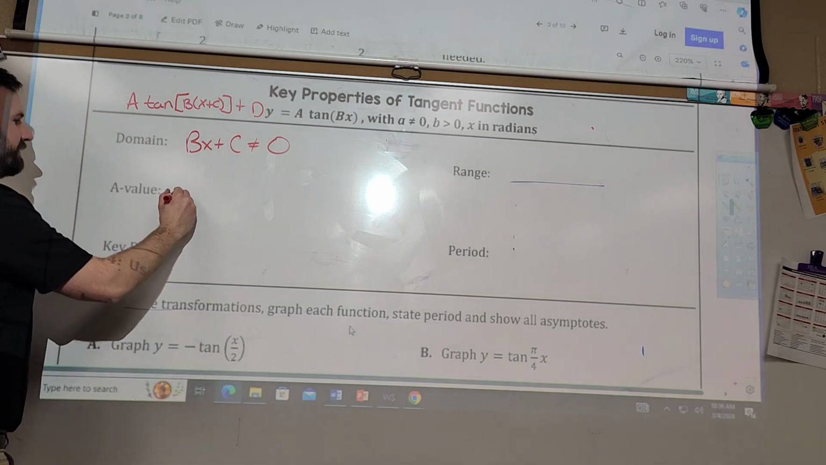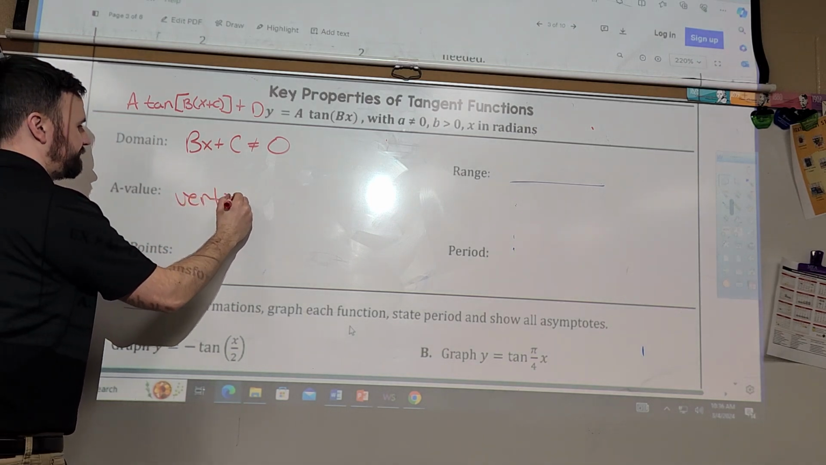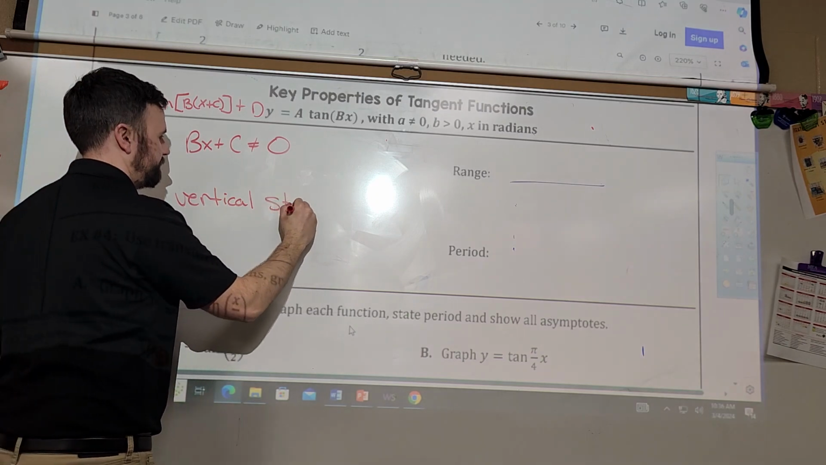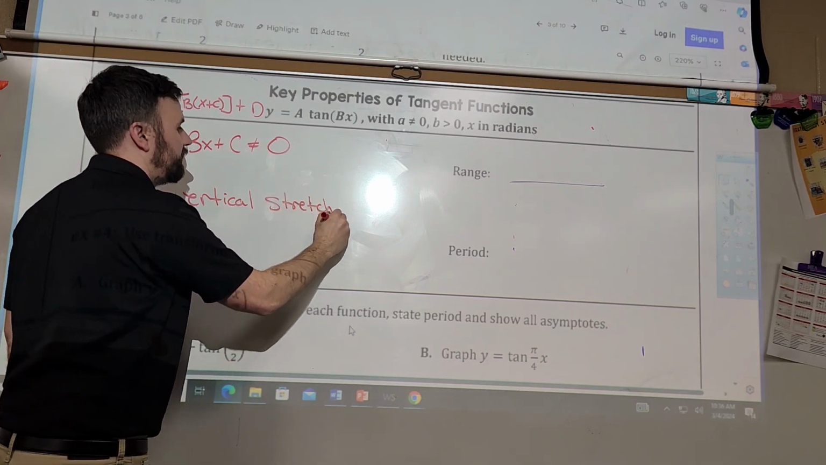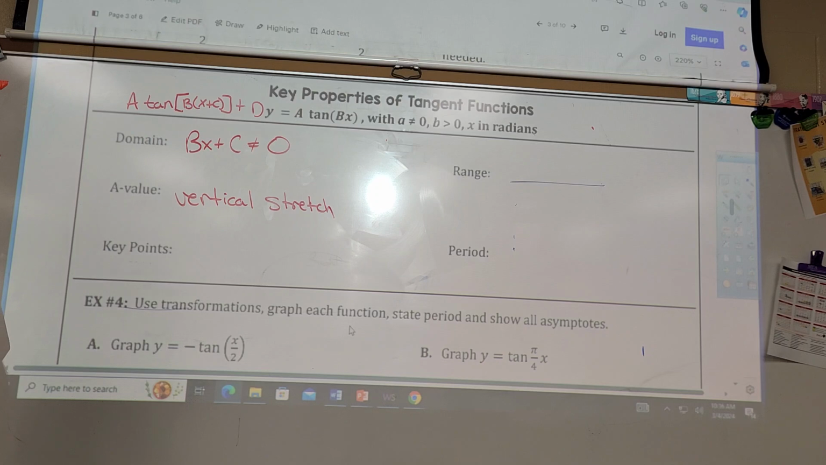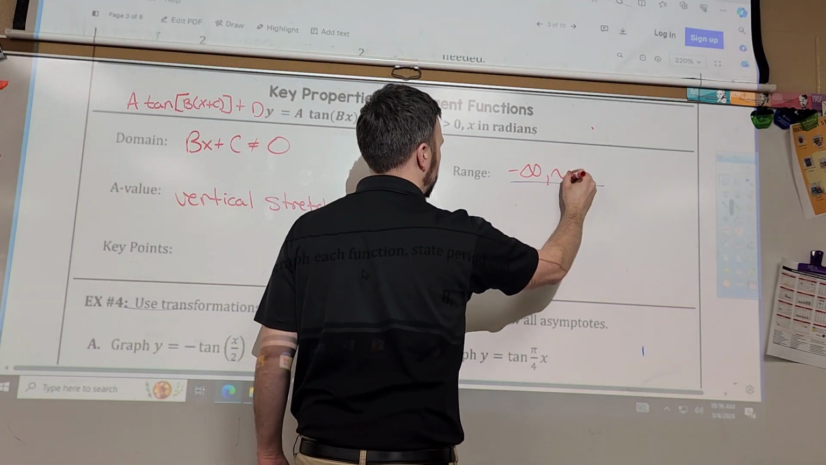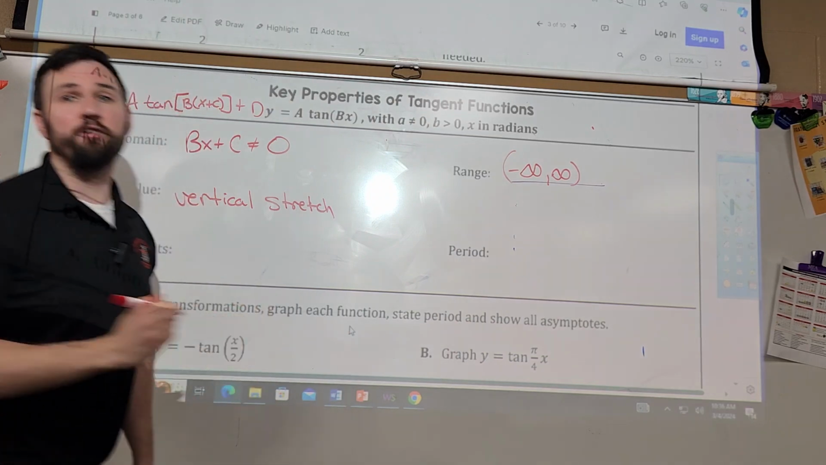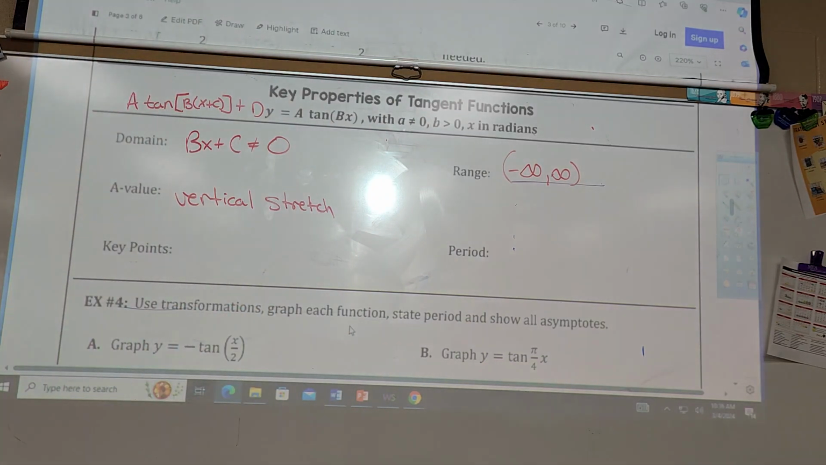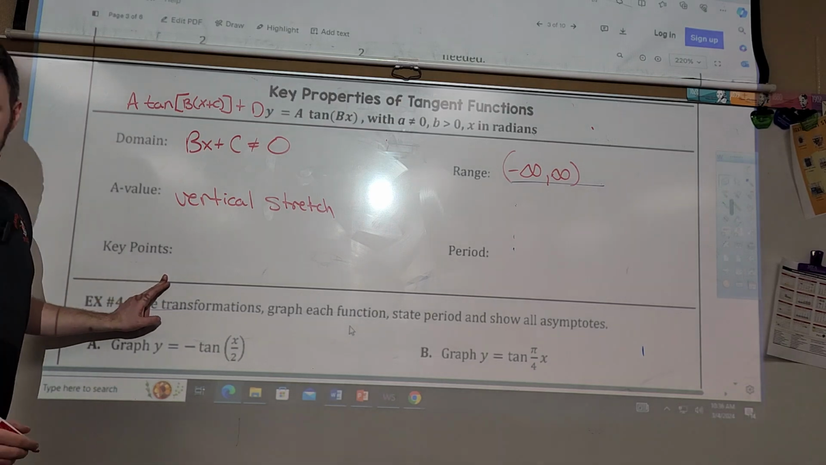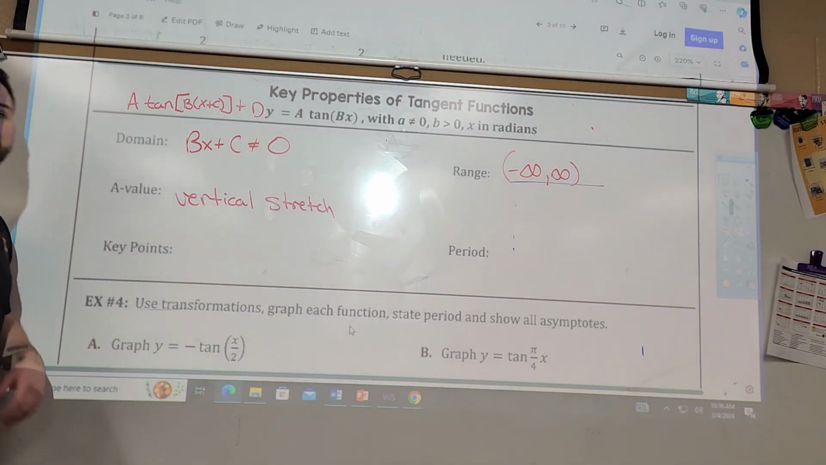What's A give me? A vertical stretch. There's only 2 points that it's going to affect, right? My low and my high. Nothing else is affected by a vertical stretch. My range is still negative infinity to infinity. Will that range ever change for tangent? No, it has to be infinity. Key points we taught. Watch this though now.